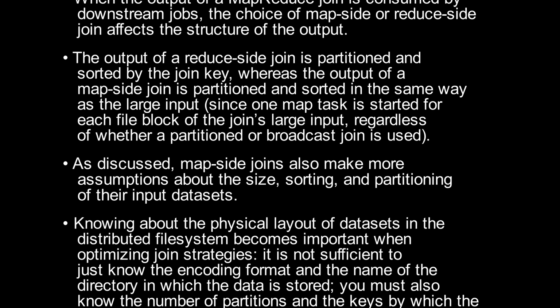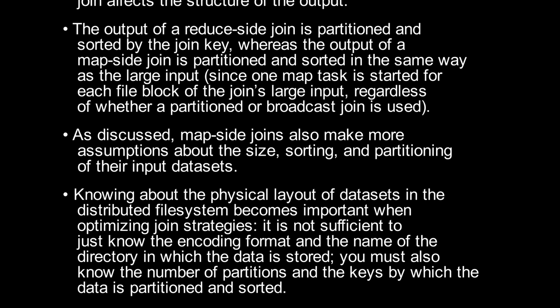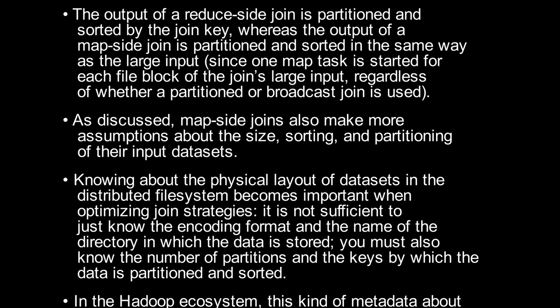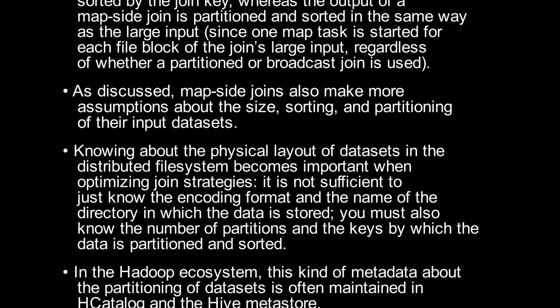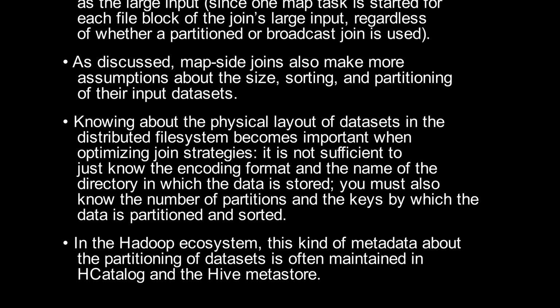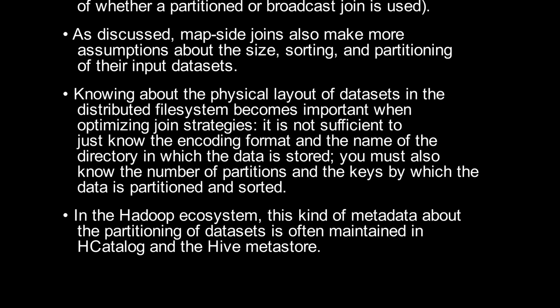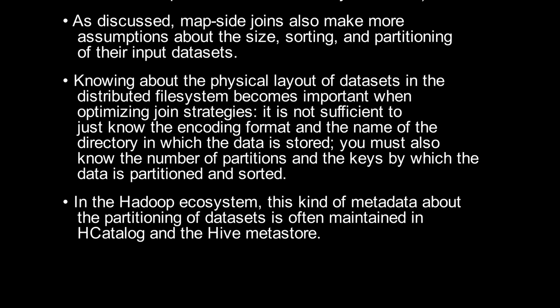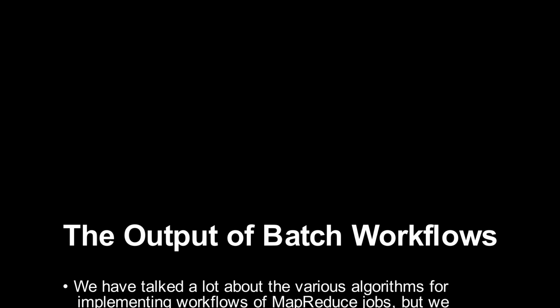Knowing about the physical layout of datasets in the distributed file system becomes important when optimizing join strategies. It is not sufficient to just know the encoding format and the name of the directory in which the data is stored. You must also know the number of partitions and the keys by which the data is partitioned and sorted. In the Hadoop ecosystem, this kind of metadata about the partitioning of datasets is often maintained in HCatalog and the Hive Metastore.